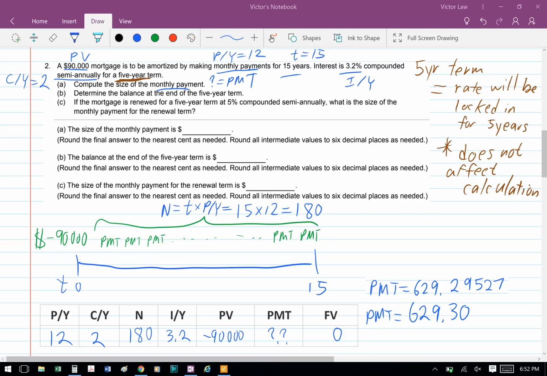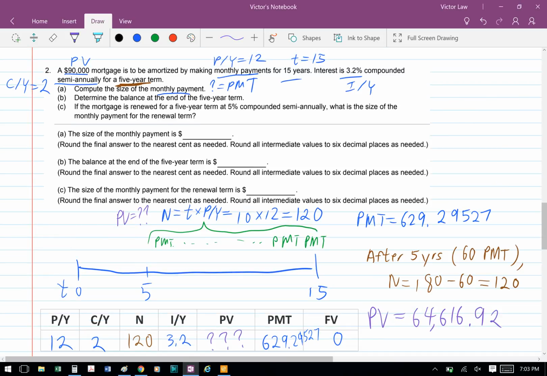Next, we can fill in the boxes and plug into our financial calculator. So we have P over Y equals 12, C over Y equals 2, N equals 180, I over Y equals 3.2, our present value is negative 90,000, payment is what we're looking for, future value is 0, and when we compute for payment, we have payment equals $629.30.